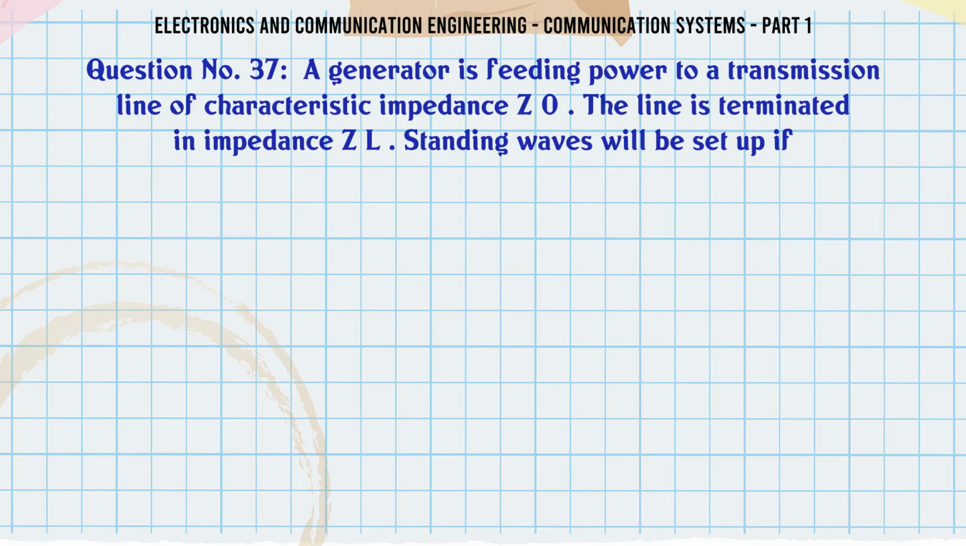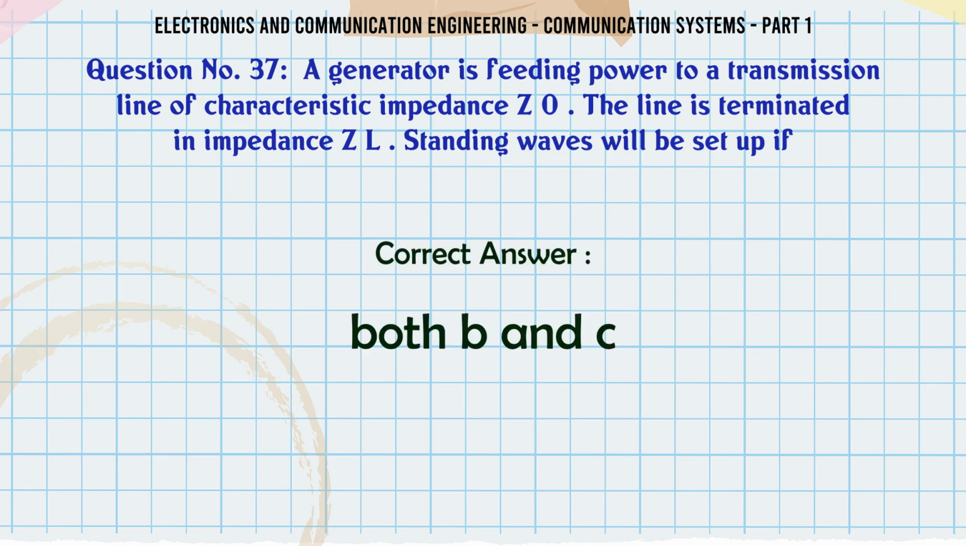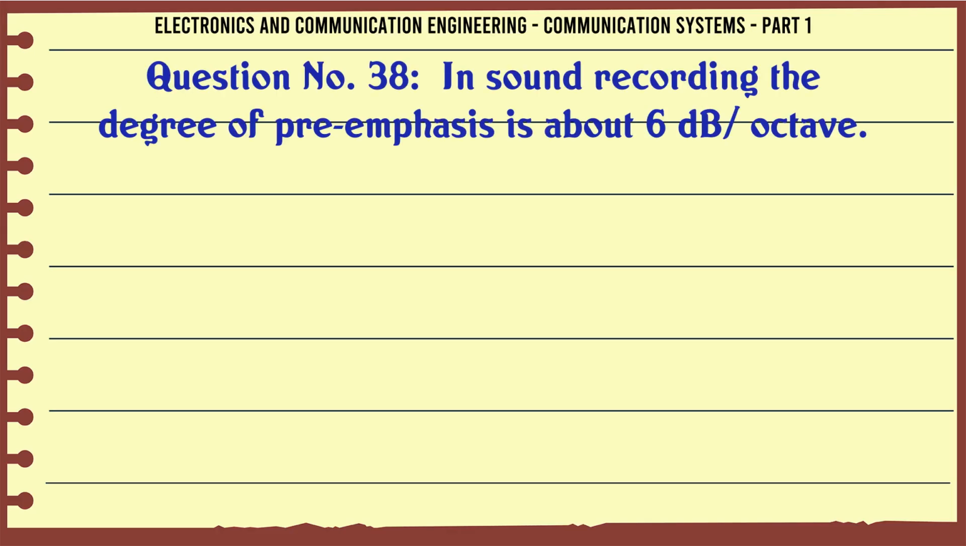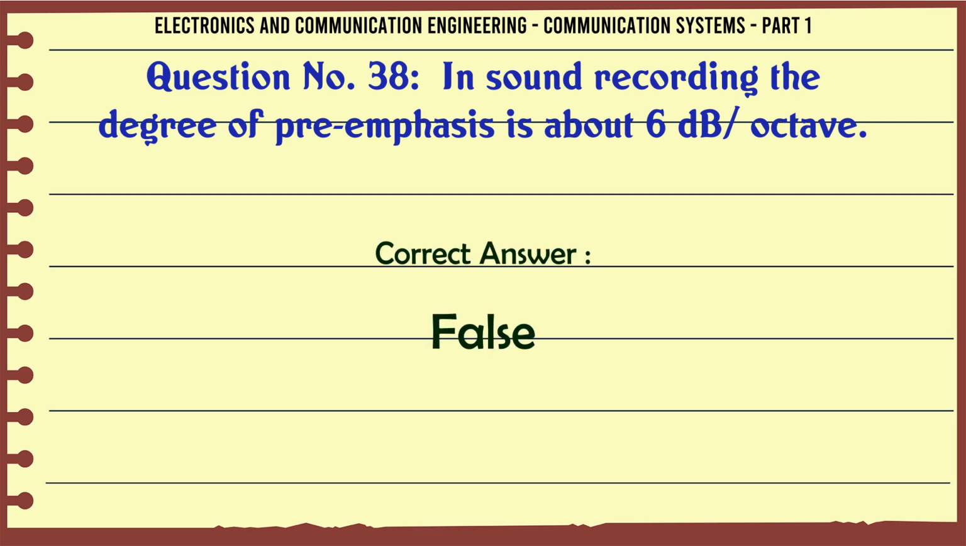A generator is feeding power to a transmission line of characteristic impedance Z0. The line is terminated in impedance ZL. Standing waves will be set up if A. ZL = Z0. B. ZL < Z0. C. ZL > Z0. D. Both B and C. The correct answer is both B and C. In sound recording the degree of pre-emphasis is about 6 dB per octave. A. True. B. False. The correct answer is false.